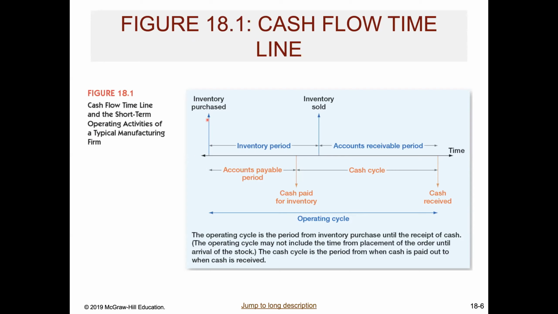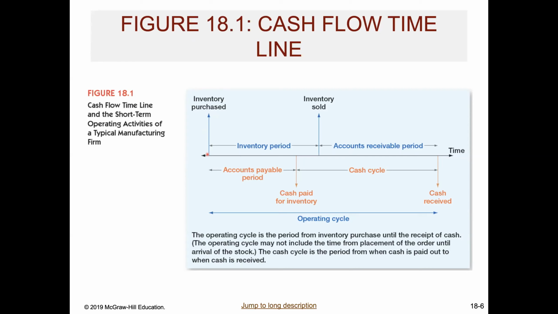Okay, so let's start at the top here. We are going to purchase inventory. So we purchase it. Let's assume that we purchased it on credit, meaning we didn't pay for it in cash. We're going to get an invoice and pay for it later. Okay, at some point, the inventory will be sold. So from the time it's purchased to the time it's sold is what we call the inventory period. And then from the time it's sold until the time we receive the cash, that's called our accounts receivable period. Okay, so these are what make up our operating cycle. It's the inventory period plus the accounts receivable period.